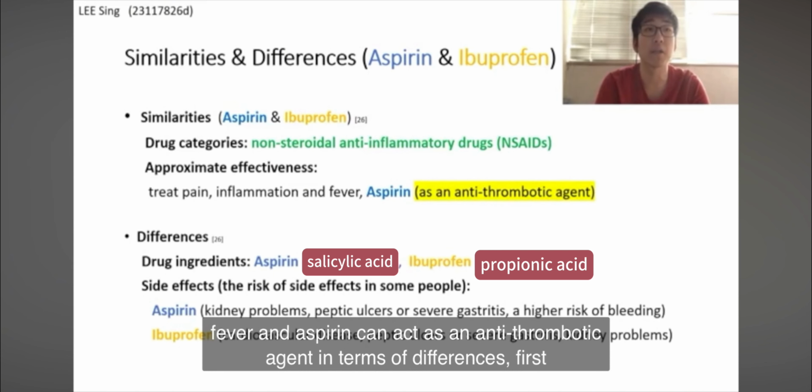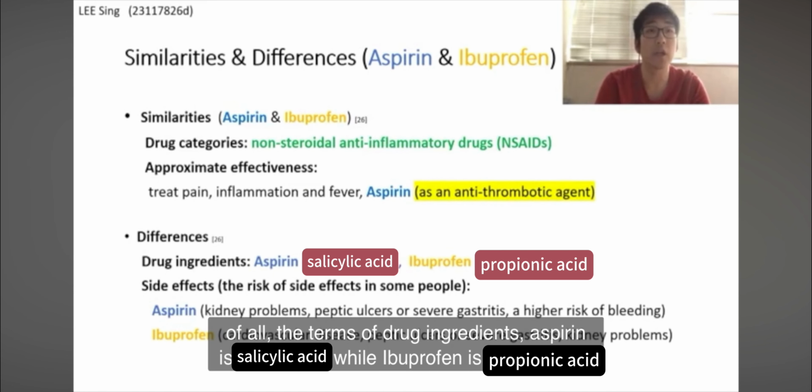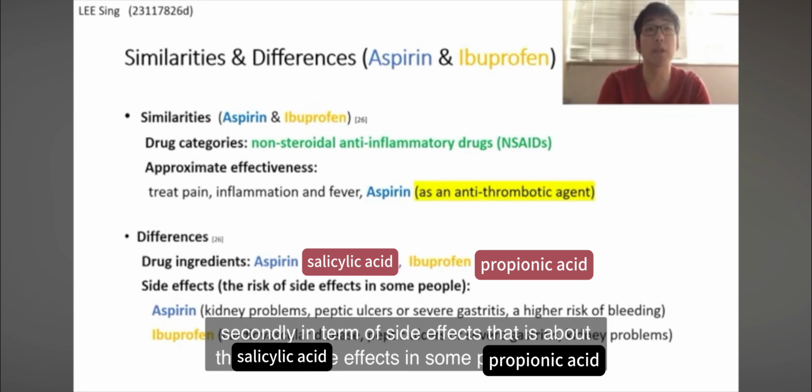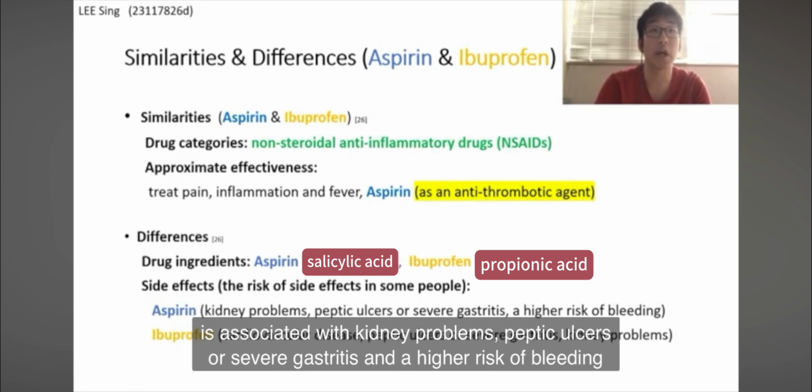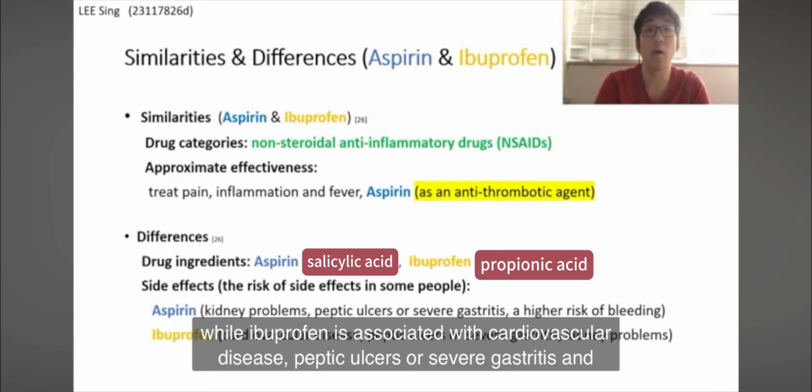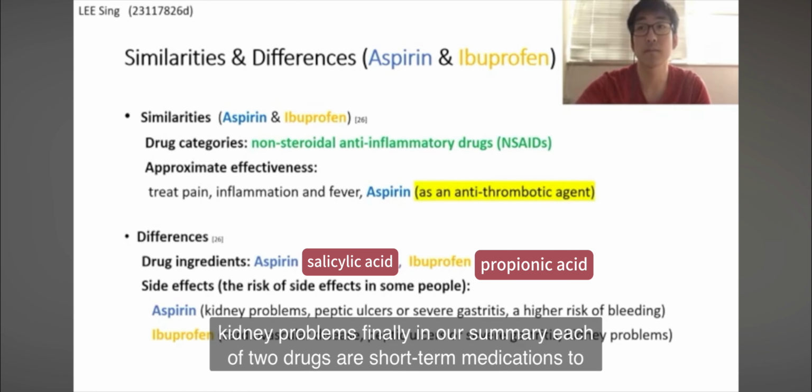In terms of differences, first, in terms of drug ingredients, aspirin is salicylic acid, while ibuprofen is propionic acid. Secondly, in terms of side effects, there is a risk of side effects in some people. Aspirin is associated with kidney problems, peptic ulcer or severe gastritis, and a higher risk of bleeding, while ibuprofen is associated with cardiovascular disease, peptic ulcer, severe gastritis, and kidney problems.